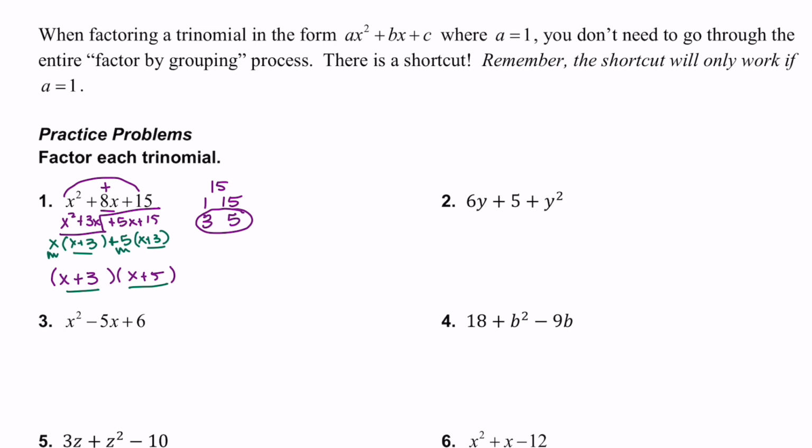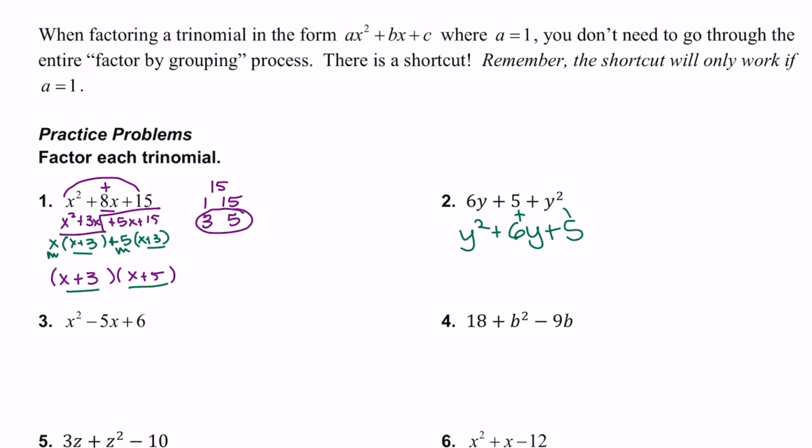Now, if you notice, this is not in standard form. So the very first thing I need to do is write it in standard form. We want the y squared, then the y, then the constant number at the end all by itself. So this would be y squared plus 6y plus 5.